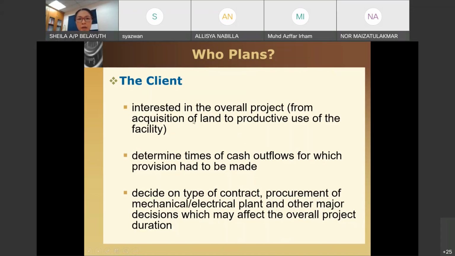But the milestone is not very detailed. I mean, the planning or the schedule, the activities might not be very detailed. So it will be at a major milestone. Okay, so it's important for the client to determine the times of cash outflow, for which provision had to be made.